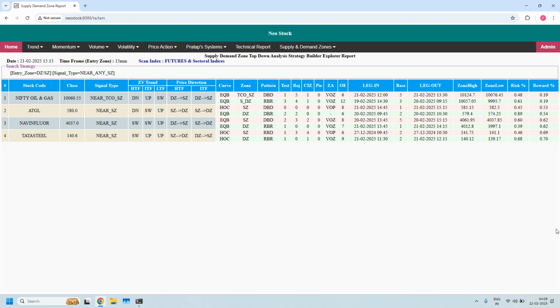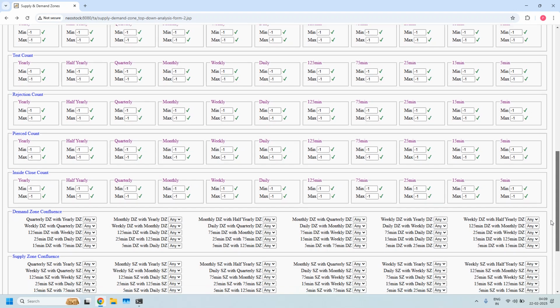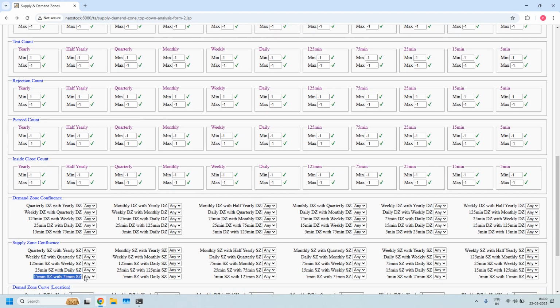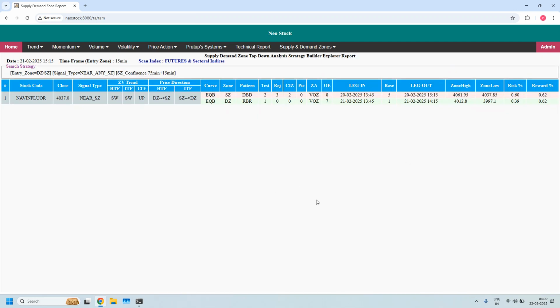Out of these 4, how many supply zones are having ITF supply zone confluence? Let us verify. That is 15 minutes with 75 minutes supply zone confluence. I am enabling the filter. With this filter, out of 4, we got only 1 stock. So this 15 minute supply zone overlapped with 75 minute supply zone.